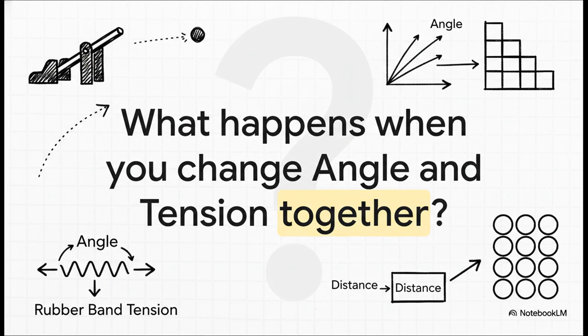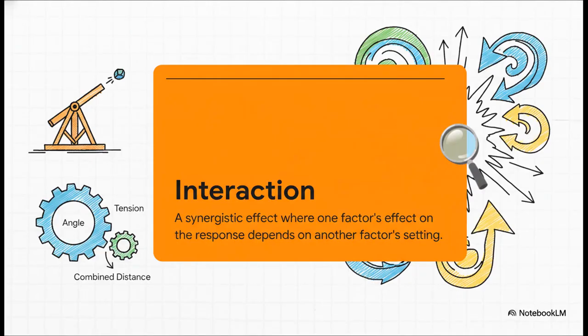What happens if you crank up both the angle and the tension to their highest levels at the exact same time? That right there is what we call an interaction. It's when the effect of one factor, like our angle, totally changes depending on the level of another factor, like the tension. To put it simply, it's when two things work together to create a result you just wouldn't expect. It's synergy. It's when 1 + 1 doesn't equal 2. It equals 3 or 4 or even 10. And that is where the breakthroughs live.